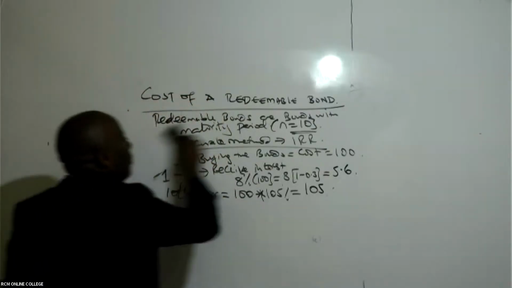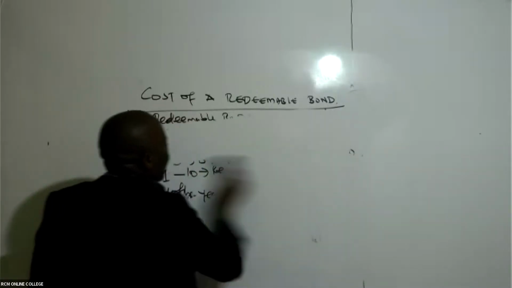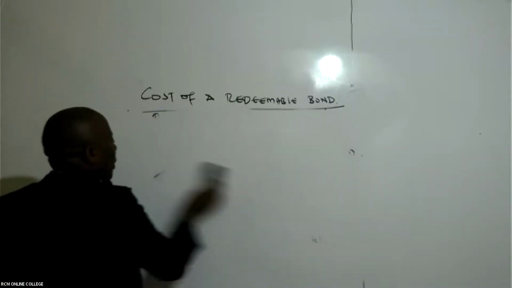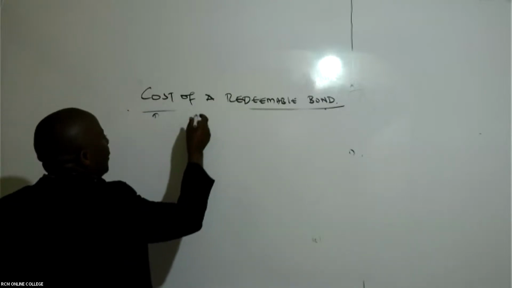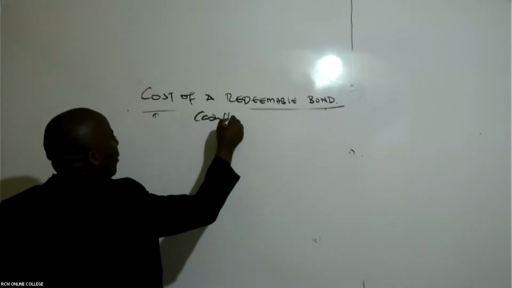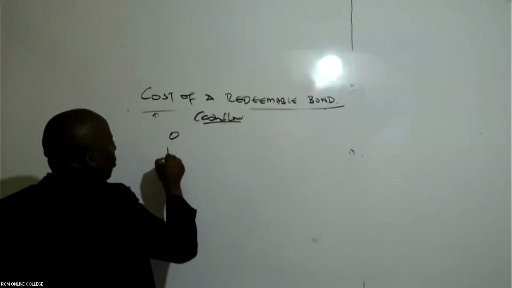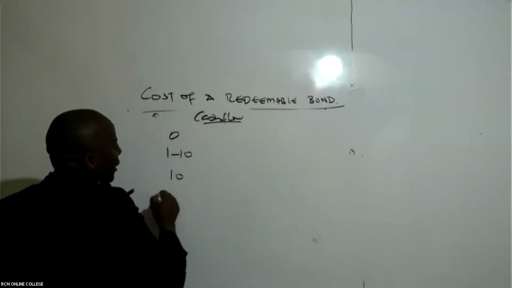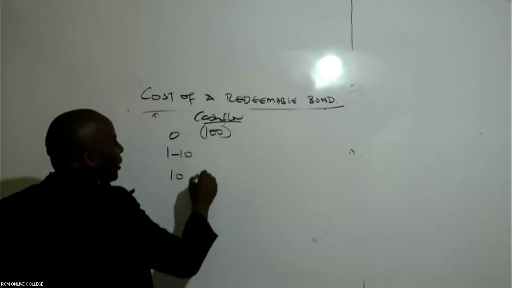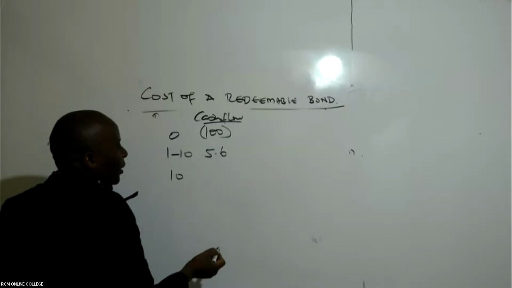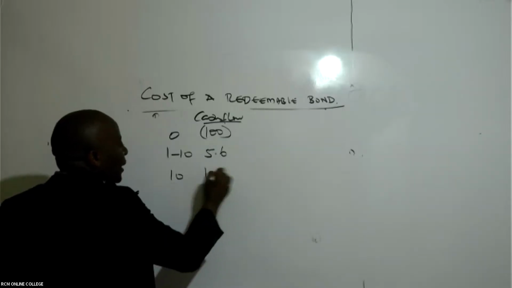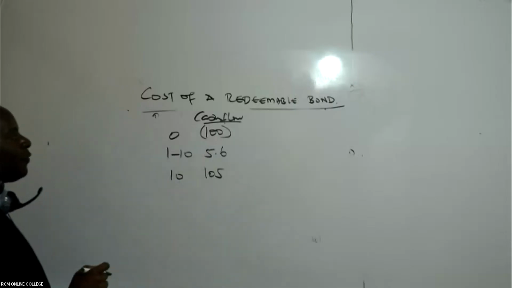Great. So allow me to come and do a cash flow statement. This is how the cash flow will look. We have 0, 1 to 10, and then we have 10 here. At 0, I'm buying the bond. From 1 to 10, I can see myself getting 5.6, an inflow. And then at 10, I can see myself getting the redemption value of 105.